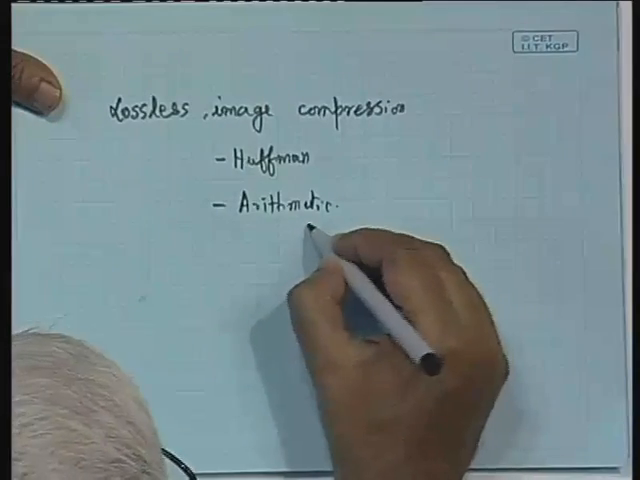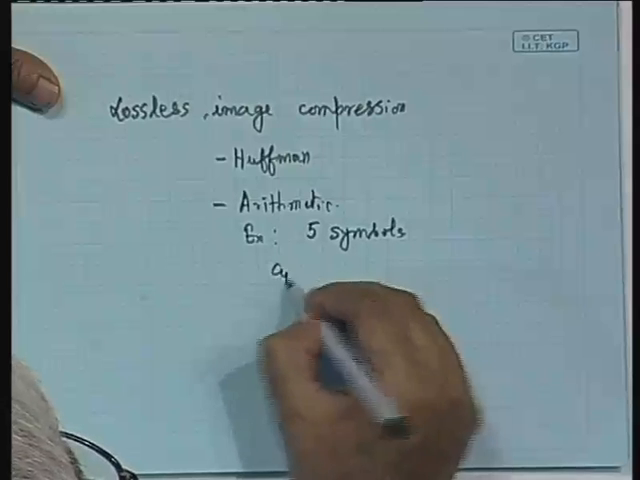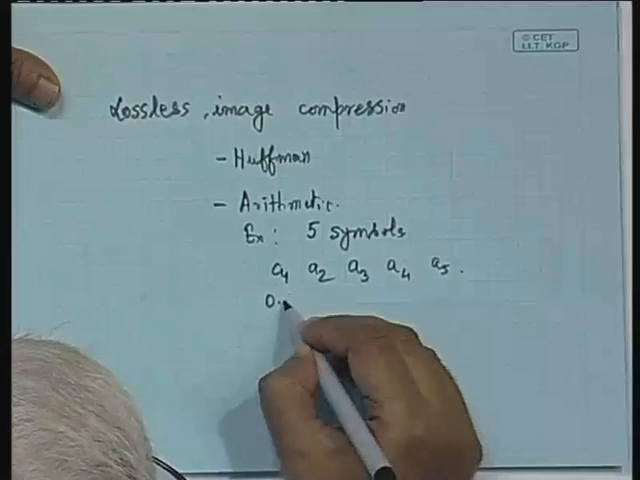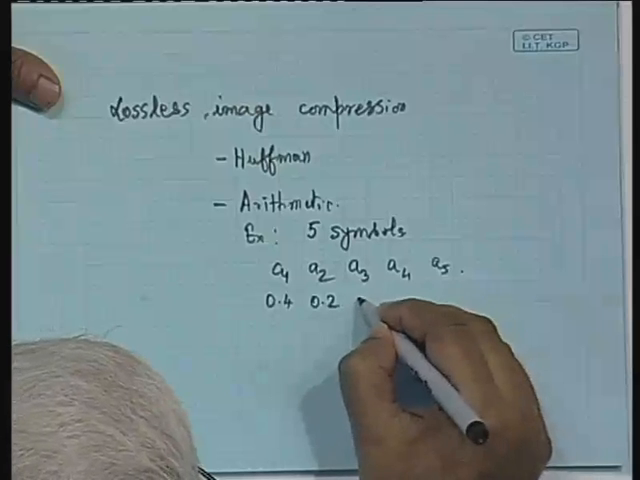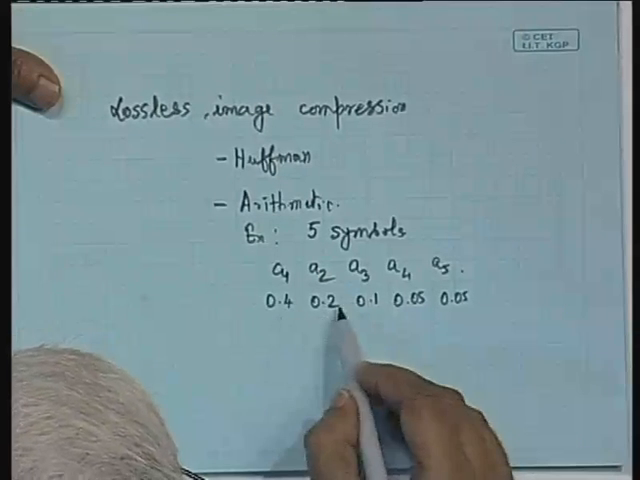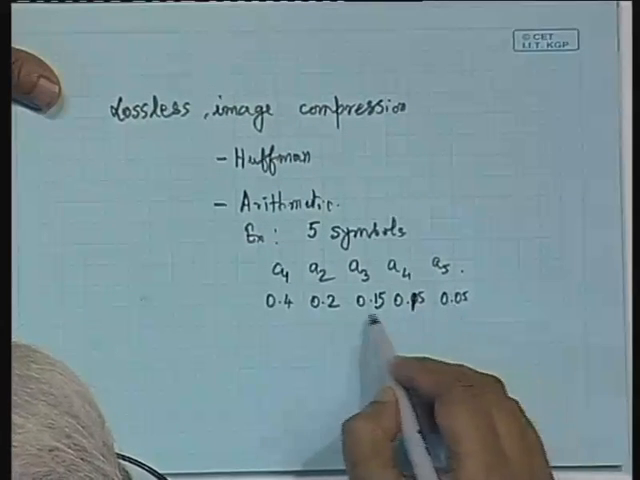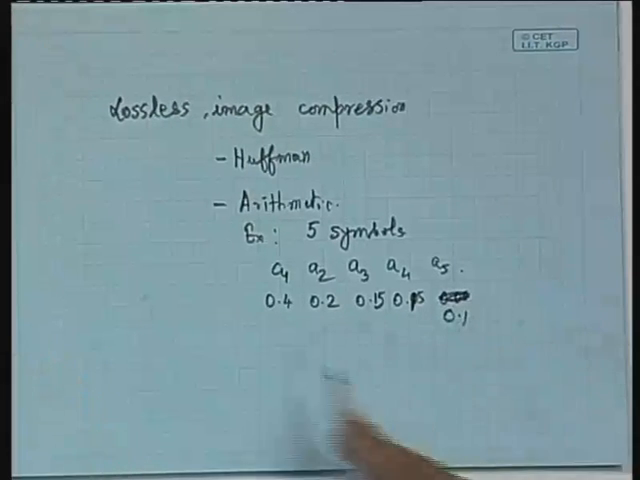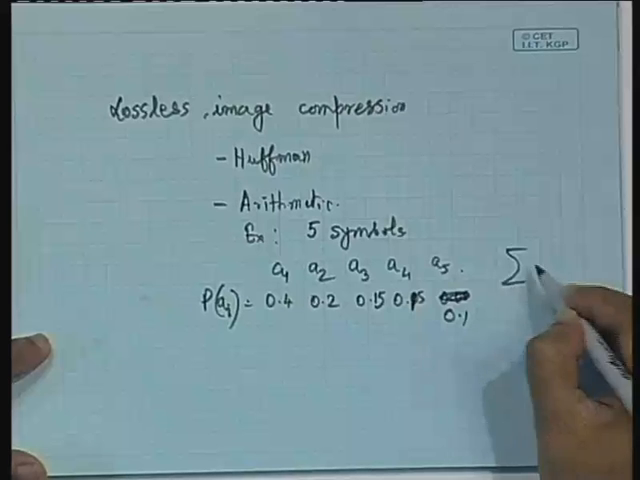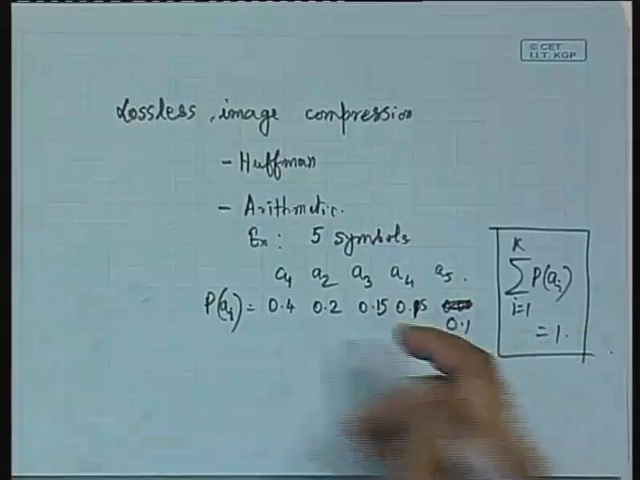Supposing we have, say, 5 symbols, A1, A2, A3, A4, A5. Let us say that A1 has a probability of 0.4, A2 has a probability of 0.2, A3 has a probability of 0.1, A4 has 0.05, A5 has 0.05. Does it add up to 1? No, let me correct: 0.15, 0.15, so 0.3, 0.5, 0.9, and this has 0.1. So the sum total of P(Ai), i equal to 1 to k, must be equal to 1. So this is leading to 1.